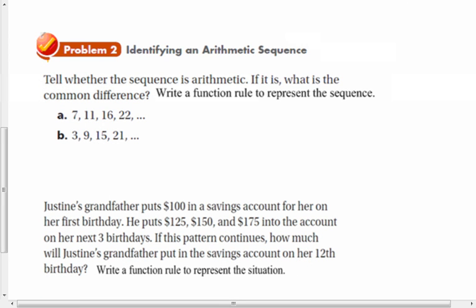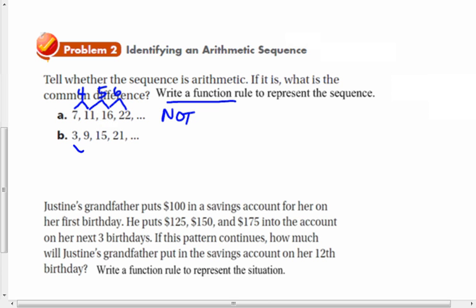Okay, to identify an arithmetic sequence, we just need to make sure that there is a common difference. So we just have to subtract the numbers and see if we always get the same amount. So if we do 11 minus 7, we get 4. 16 minus 11 is 5. 22 minus 16 is 6. There isn't a common difference. All the numbers are different, so this is not an arithmetic sequence. And we can't write a function rule for that because we don't know how to do that one.